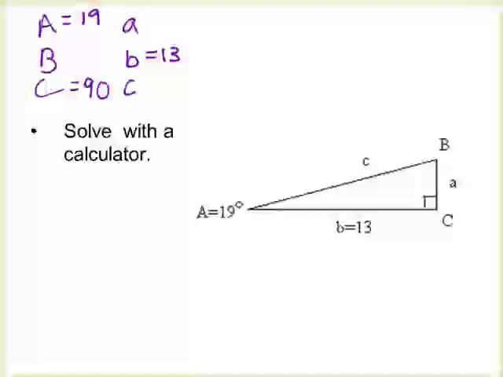Angle C is 90. So we have 3 pieces of information to find. One of them requires no trig. What is angle B?